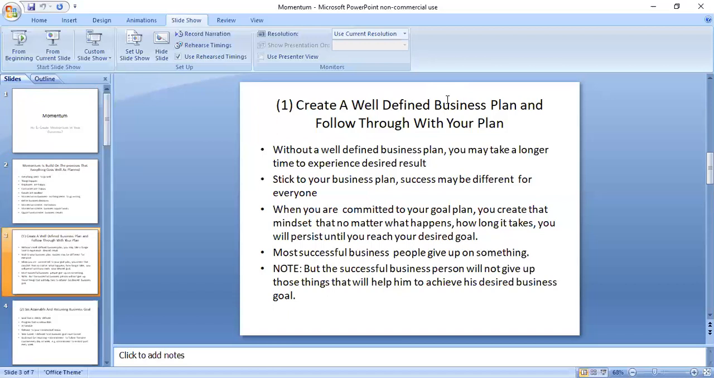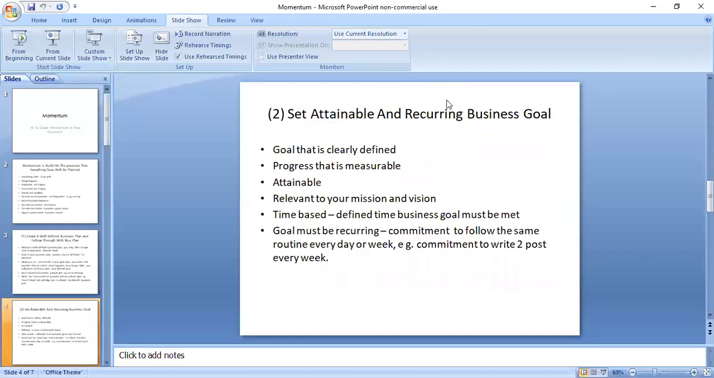And most of all, successful business people, and some who are not so successful but at least have an idea to be successful, always give up something. But there's one thing that they will not give up, and we need to take note here. A successful business person will not give up those things that will help them to achieve their successful goal in whatever they put forward to accomplish. So that in itself, they will not give up. And this leads us to our second point.